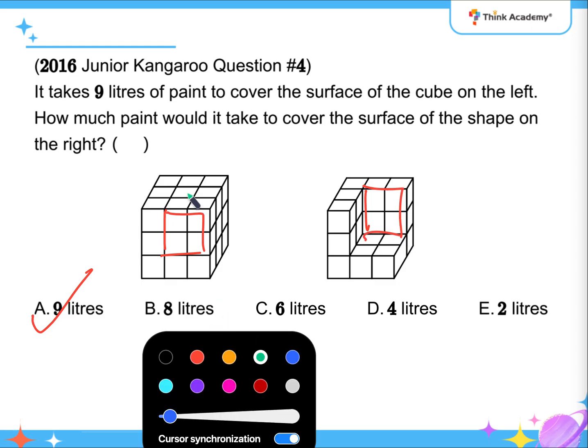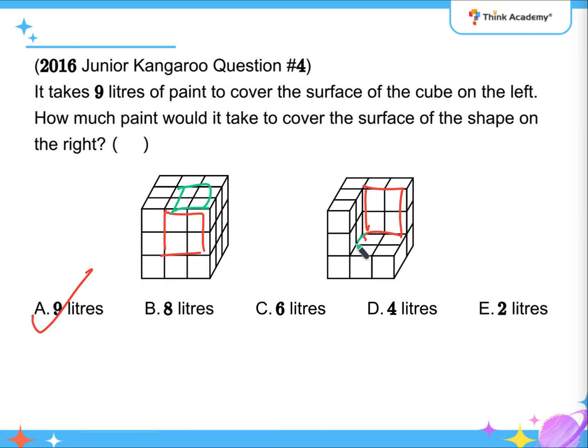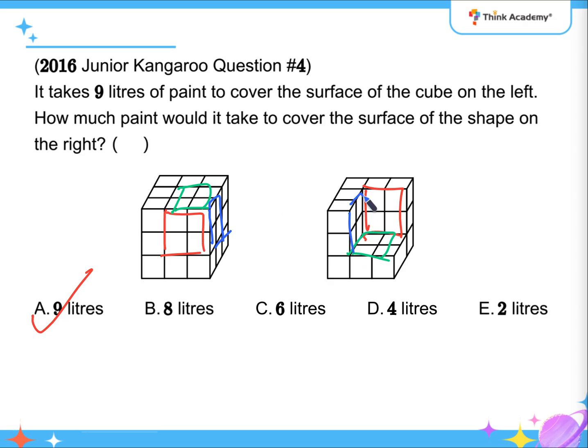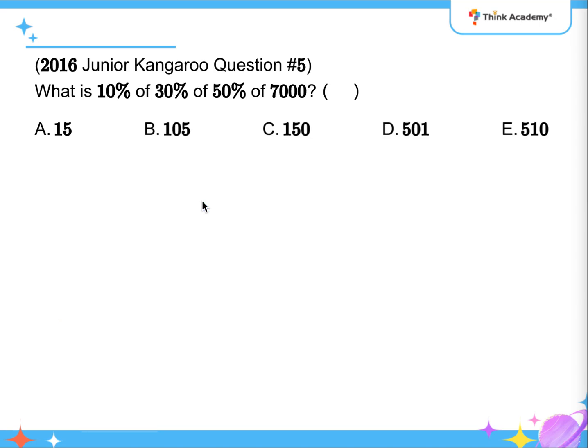And if you have the top face, it has the same area as the bottom face. If you have the right face, it has the same area as the left face. So it means that when I am removing this 2x2x2 cuboid, nothing has changed to the surface area of the whole cube. Alright? And question number 5, what is 10% of 30% of 50% of 7,000?